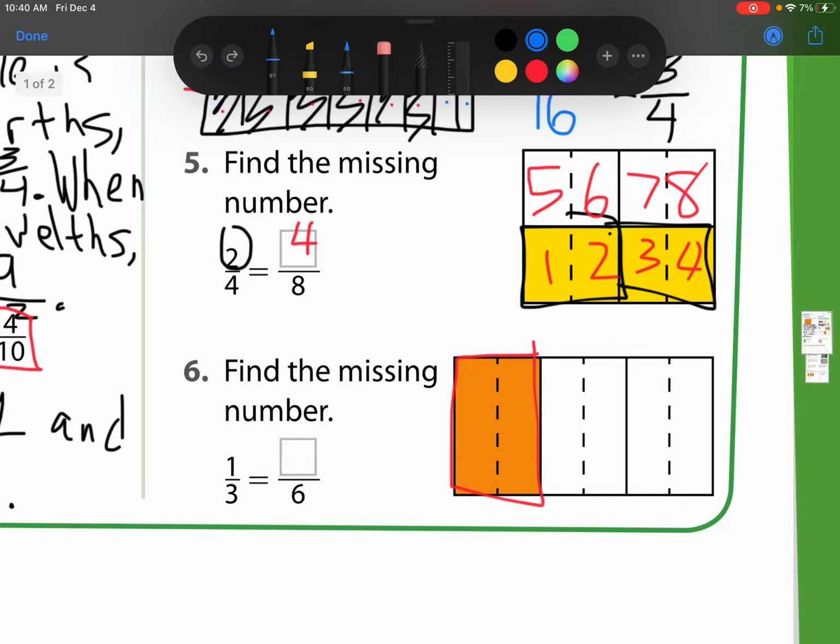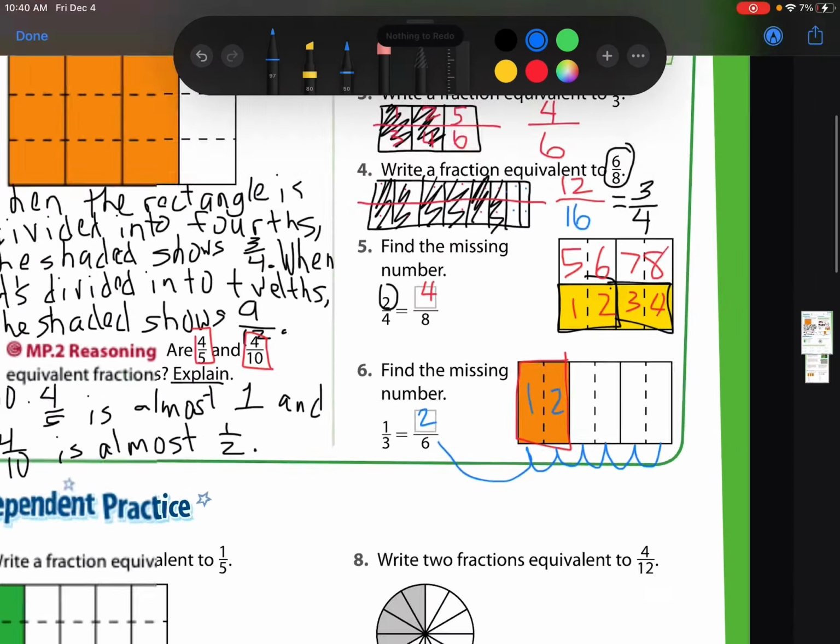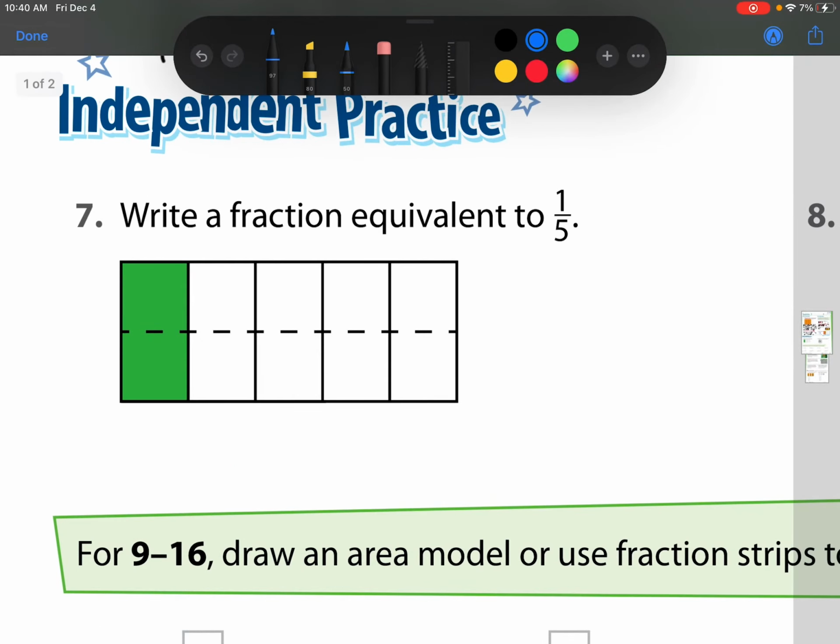So now how many shaded parts do we have? We have 1, 2 shaded parts. Out of how many total? Well, 1, 2, 3, 4, 5, 6 total parts. So now that we have that concept down, let's head on to number 7.